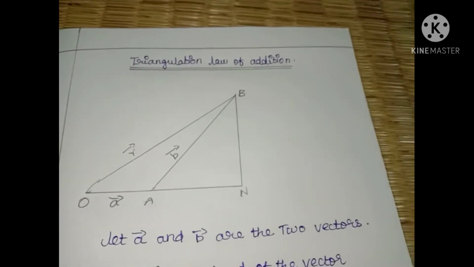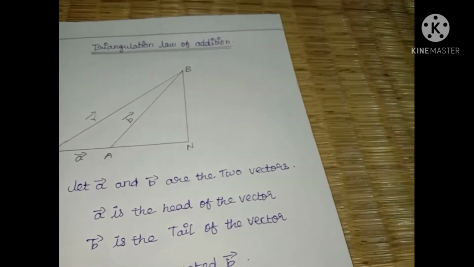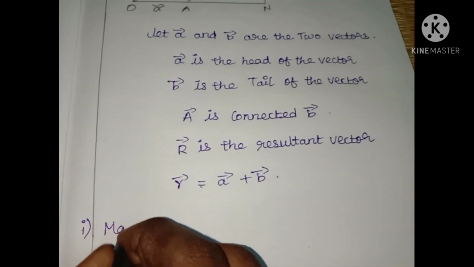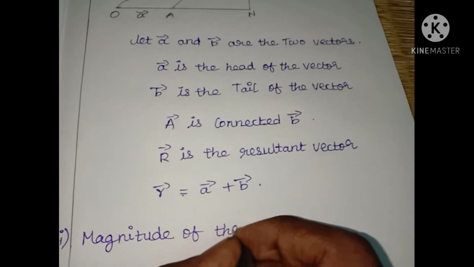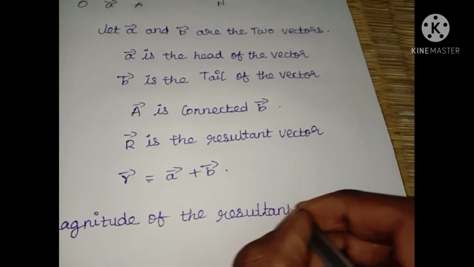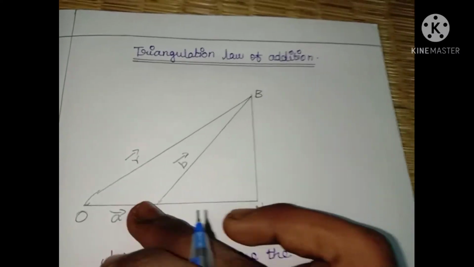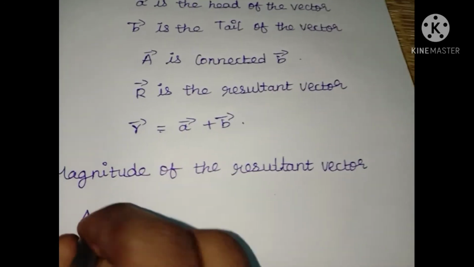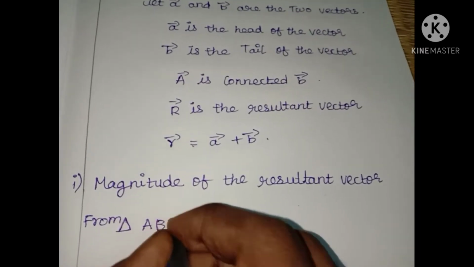Now, in the triangulation law of addition, we can find the magnitude of the resultant vector and then the direction of the resultant vector. First, we find the magnitude of the resultant vector. Now we take this small triangle ABN, from the ABN triangle.